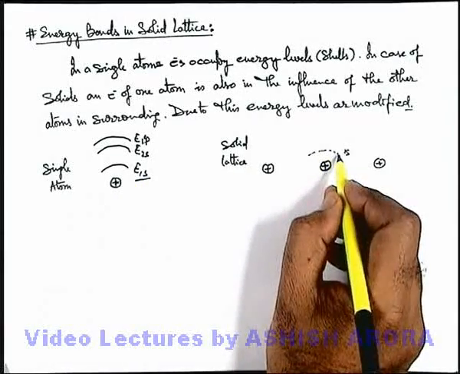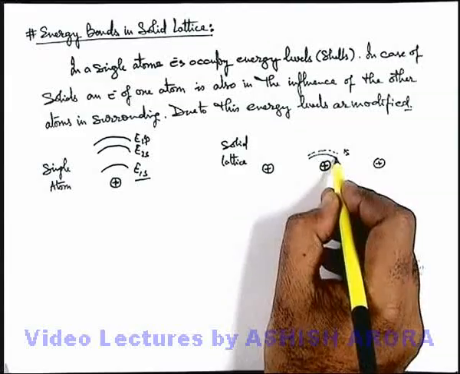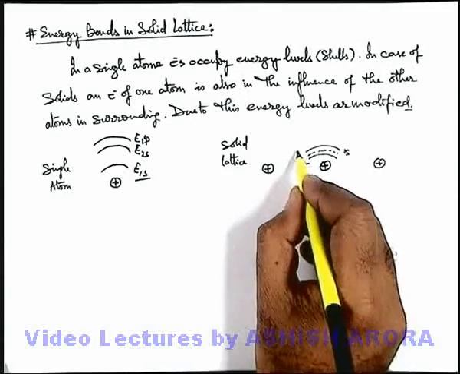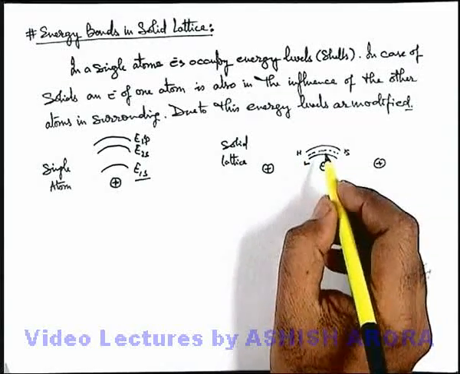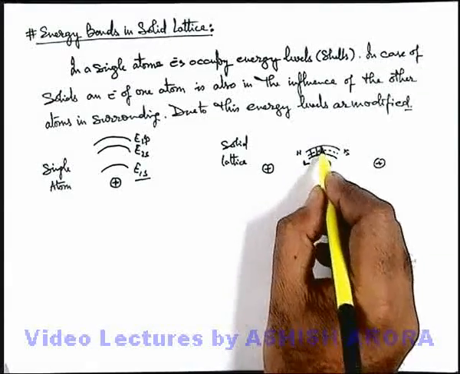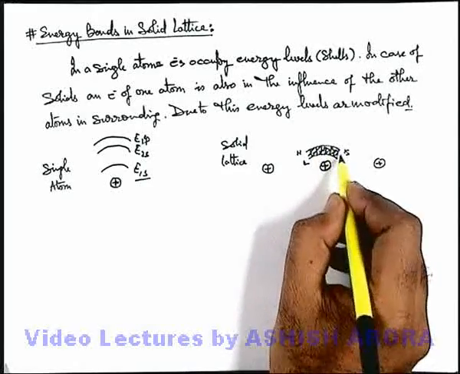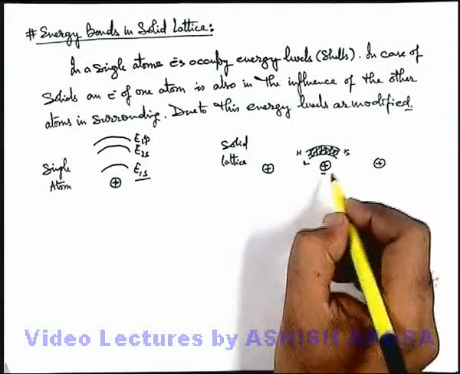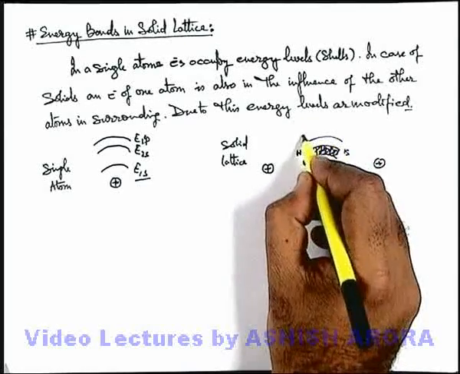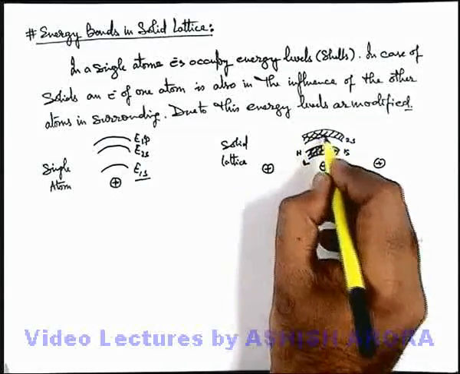Here this E1s orbital energy level is modified in the form of an energy band, having a variation of energy from a lower value to a higher value. That means all electrons which have energy between the value L to H are allowed to exist in the 1s energy band corresponding to this nucleus. Similarly, its 2s energy level will also be modified in the form of a 2s energy band, which will have a lower value and a higher value of energy.